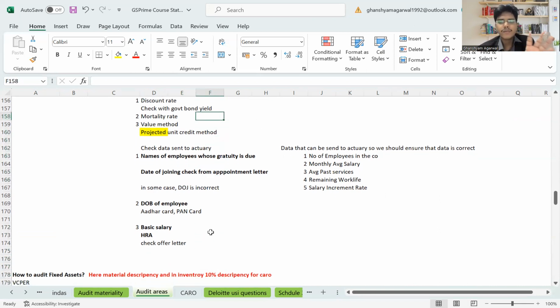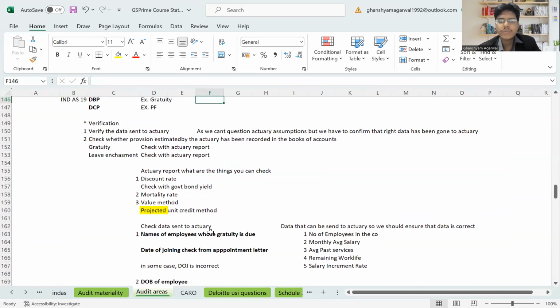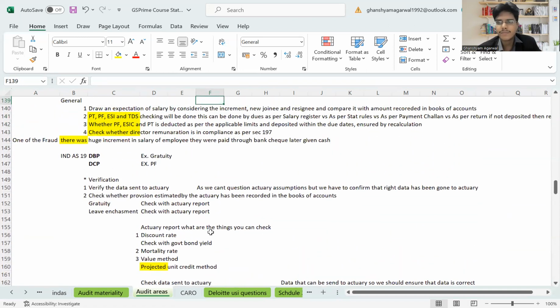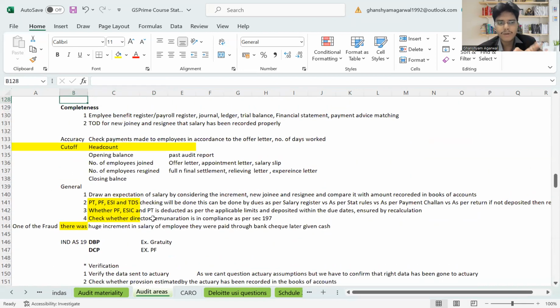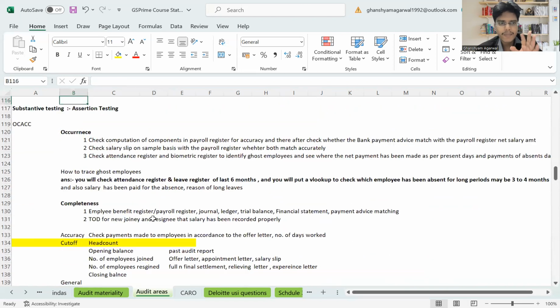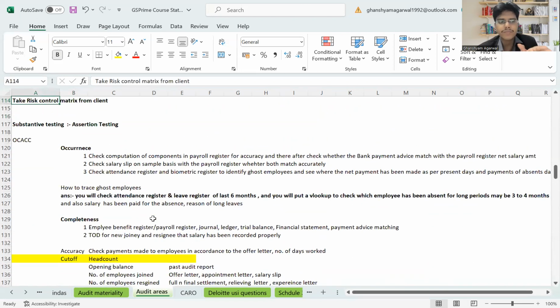So I hope you have understood properly what you need to check when you are doing this payroll testing. You have to check the data sent to the actuary; the assumptions cannot be checked. Whatever actual value comes and the liability side, we have to cross verify that the financial statements are correct. So these are the things that we will be checking, and we have to check the assertions very properly, and how you identify the ghost employees.